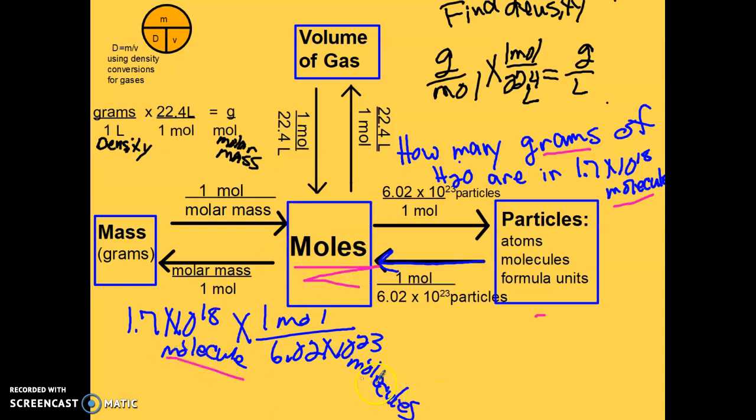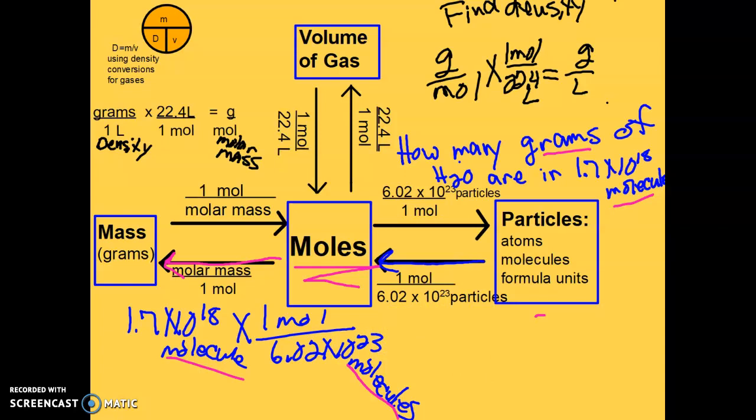How do I get rid of molecules? Well, my first conversion factor is going to be molecules have to go on the bottom. So here's how this helps me. Do not solve it right here. We're not done yet. But if I did solve right here, I'm left with moles. But I don't want moles. I want grams. So I have to now go through this conversion factor. I got to find the molar mass, right?